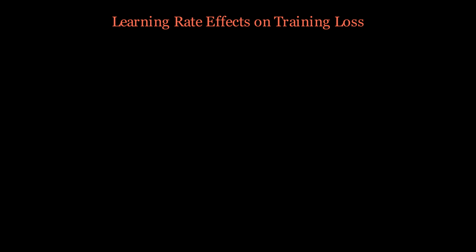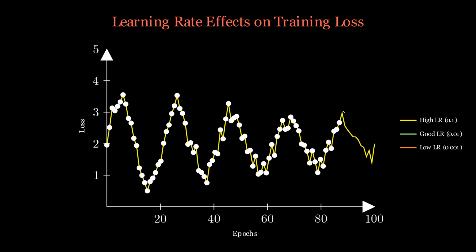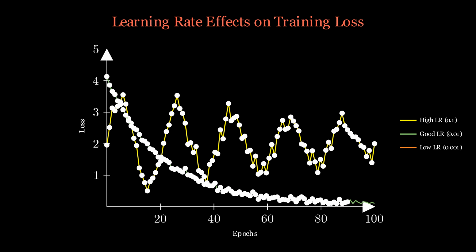Let's visualize how different learning rates affect the training loss over time. This will show you the practical implications of your learning rate choice. Here are training loss curves for different learning rates. The yellow line shows a high learning rate. Notice the oscillations and instability. The green line shows an optimal learning rate with smooth, steady convergence. The orange line shows a low learning rate that converges slowly but steadily.